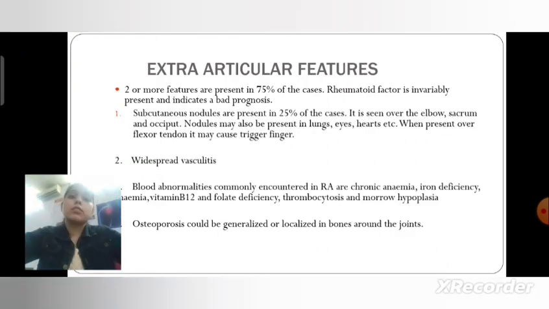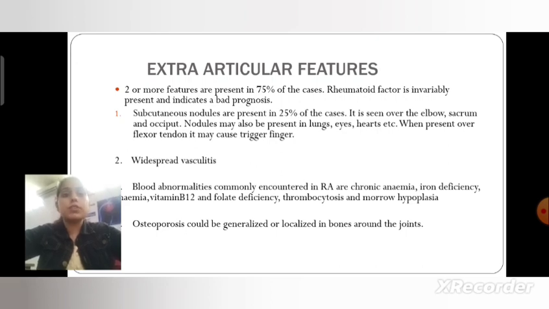Now we will talk about the extra-articular features in rheumatoid arthritis. Two or more features are present in 75% of the cases. Rheumatoid factor is invariably present and indicates a bad prognosis. First, subcutaneous nodules are present in 25% of the cases. They are seen over the elbow, sacrum and occiput. Nodules may also be present in lungs, eyes, heart, etc. When present over a flexor tendon, they may cause trigger finger.